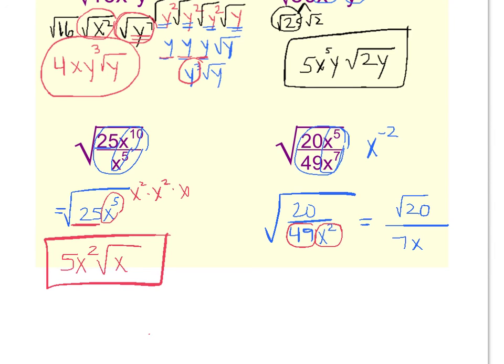Last thing we want to do is take care of that square root of 20. Can we break that down? Any perfect squares that fit into 20? 4 fits in 5 times. So then we'll square root the 4 and get 2. That square root of 5 stays over 7x.